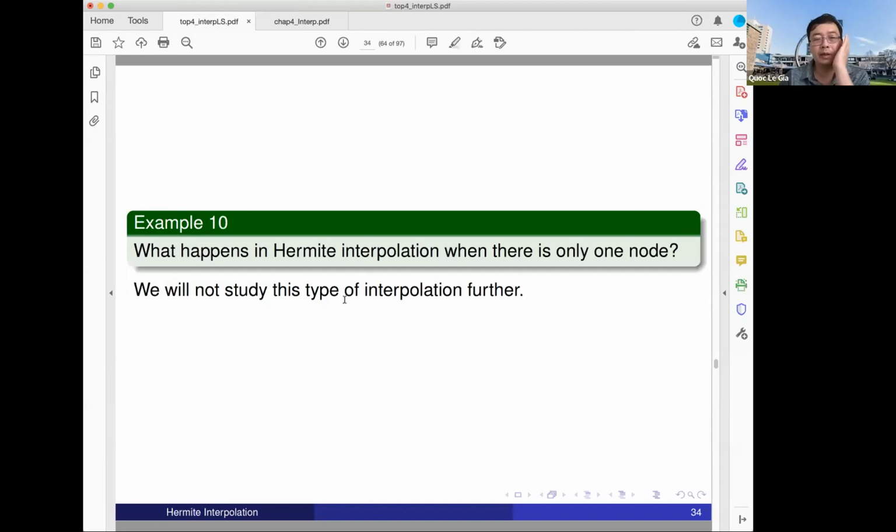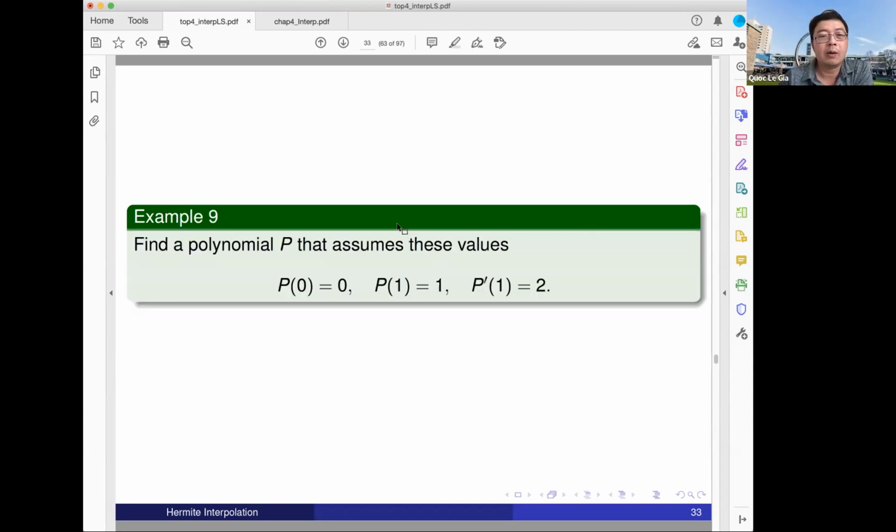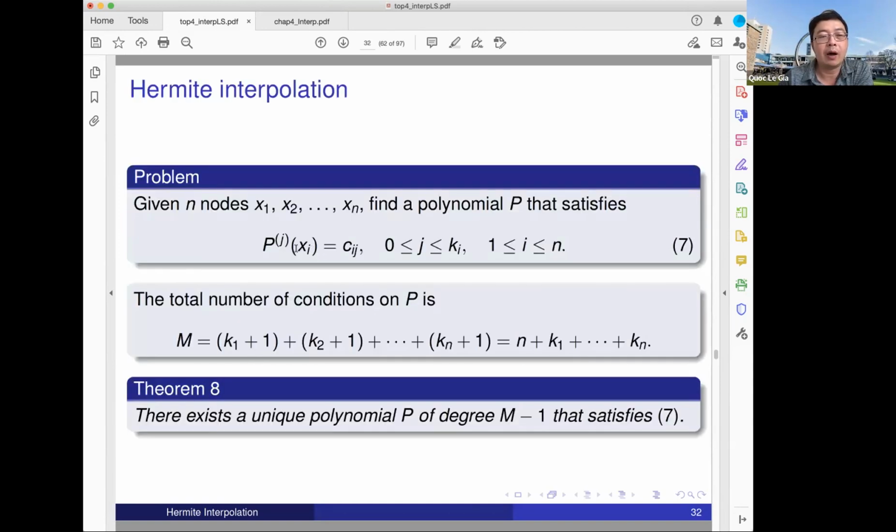By putting in the values. So what happens if you have only one node? What happens if you have derivatives only at one point? There's a special name for this. Go back to this: suppose you have derivatives at only one point, then there's a name for this polynomial.